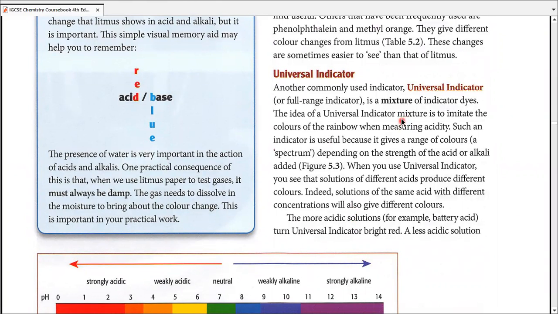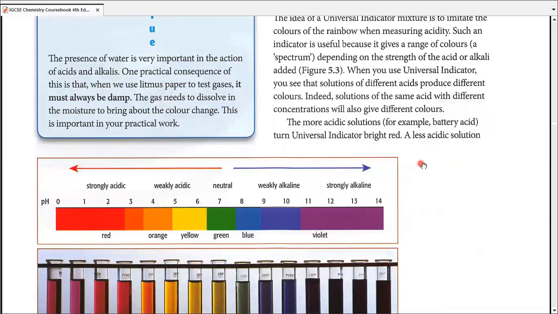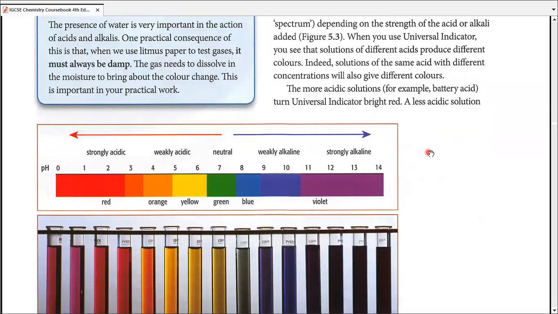When we talk about indicators, universal indicator is actually the standard. The name is universal indicator. It is also called a full range indicator. We also call it a rainbow indicator, and that's because it imitates the rainbow. It's actually a mixture of different dyes, and it gives different colors with different mediums.